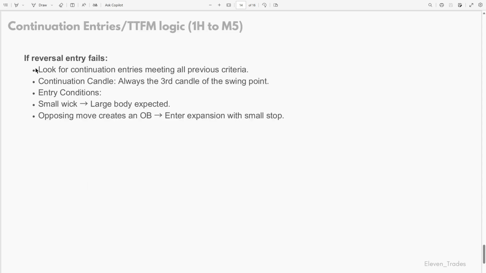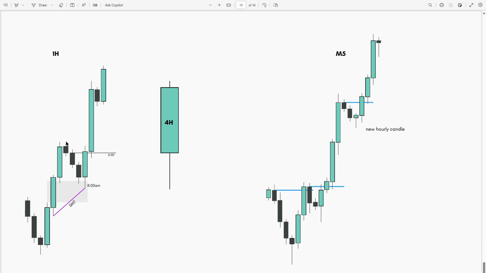If the reversal candle is not providing you that entry, then you have to use the T-Trade's fractal model logic. You have to wait for the new 1 hour candle, an opposing run inside that candle, a third new 1 hour candle followed by a closure, then entering within that next candle. The precondition for the third candle would be a small wick and a large expected body, and you have to wait for that opposing run. So here is the schematic.